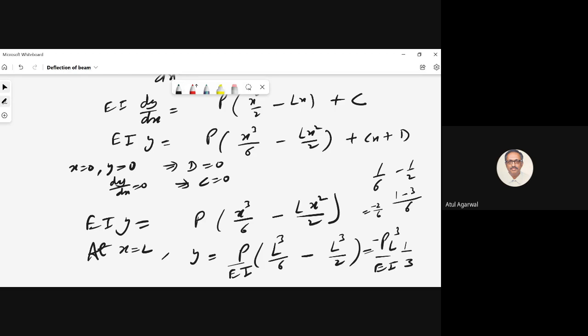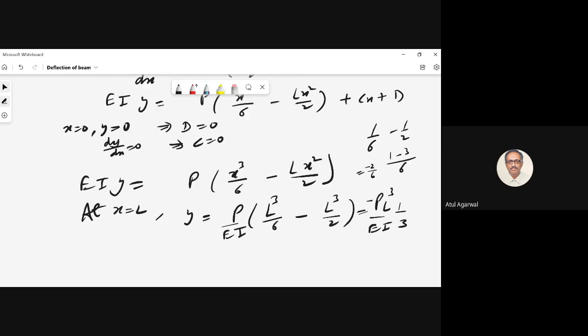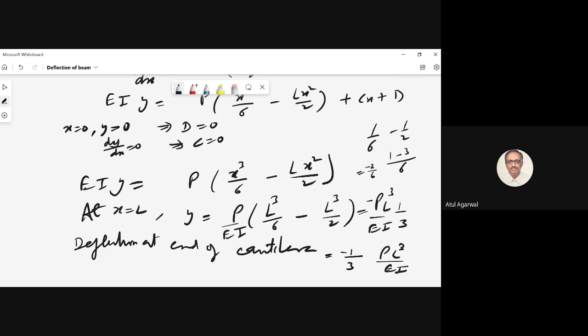So the deflection at the end of the cantilever is minus 1 by 3 PL cube by EI. Can somebody tell me the work done by force P? Yes? Anybody who will tell me the work done?